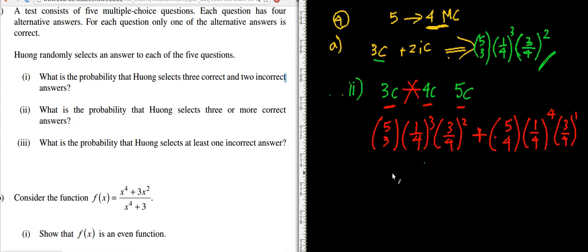And then the last one is going to be 5 choose 5. Now you should know that 5 choose 5 is simply 1, right? So I didn't really need to bother writing that, but anyway, I'm just going to write it anyway. And it will be 1 on 4 to the power of 5, and then 3 quarters to the power of 0, which is 1, right? So I'm not going to bother writing that one down.